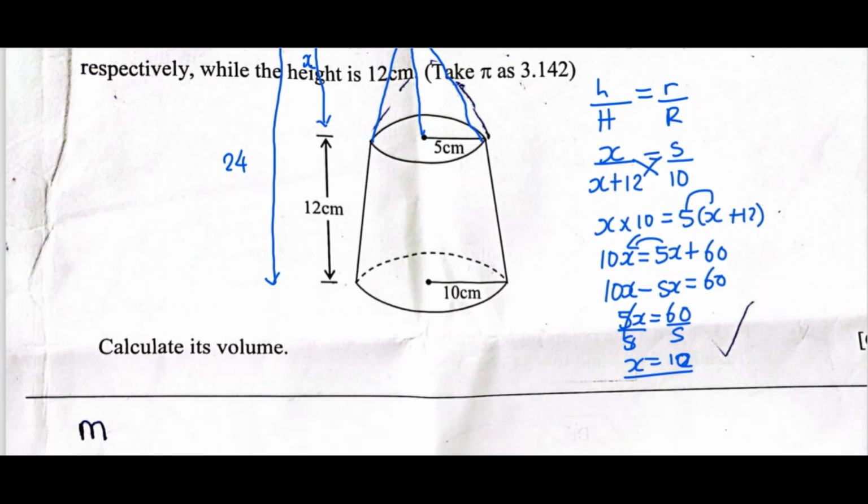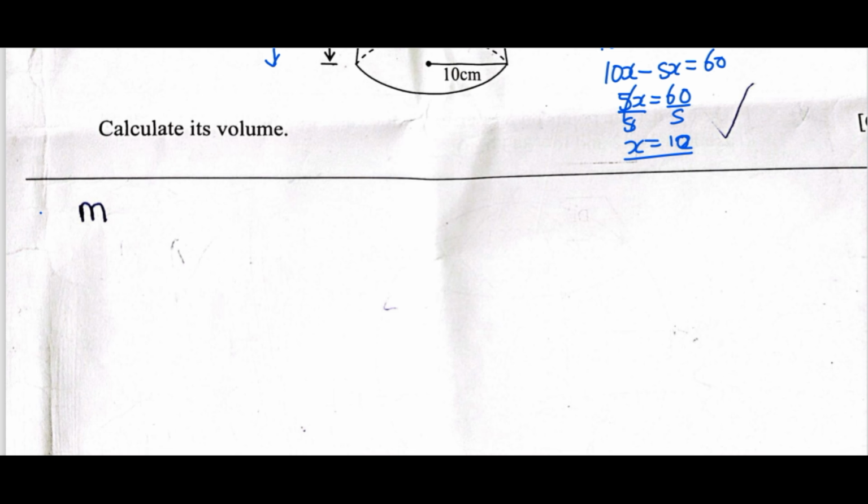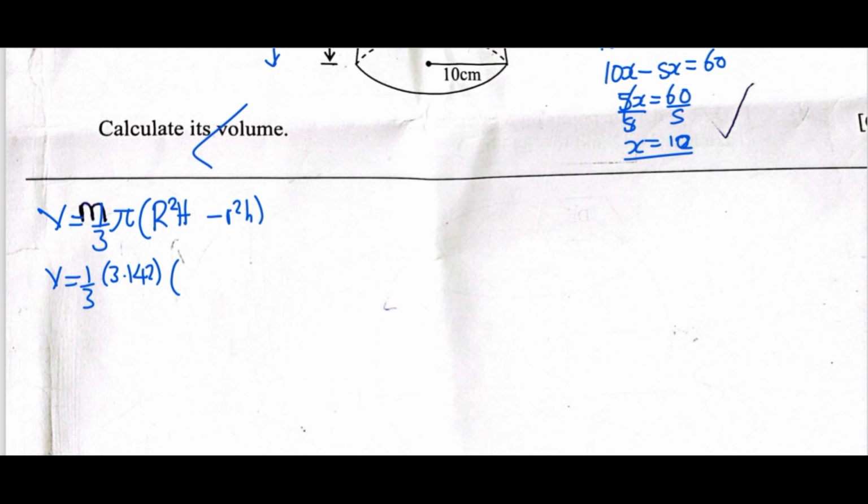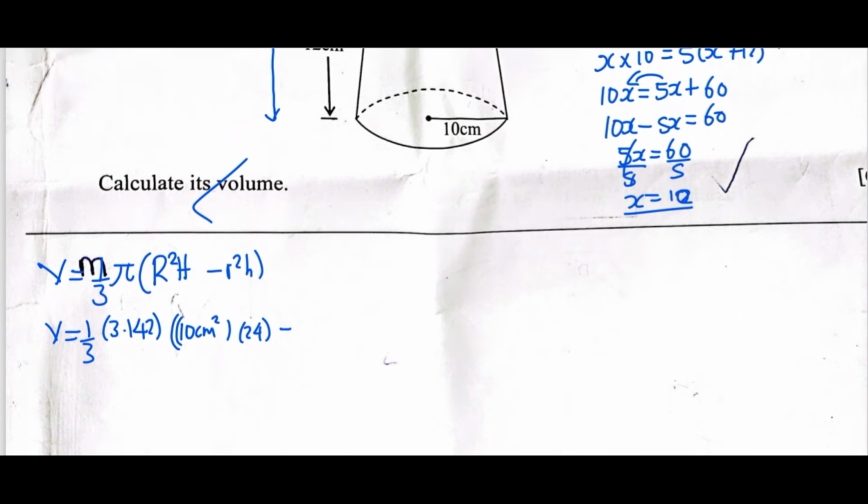Now, since we have enough data, we can go to the volume. So volume is equal to 1 over 3 pi, then open brackets, radius squared times height minus this radius squared times height. So this is equal to 1 over 3, and our pi is 3.142. Then radius of the larger cone is 10 centimeters, so this is 10 squared. Then the height we said is 24, minus the radius of the smaller cone which is 5 centimeters, so 5 squared. Then the height is 12.